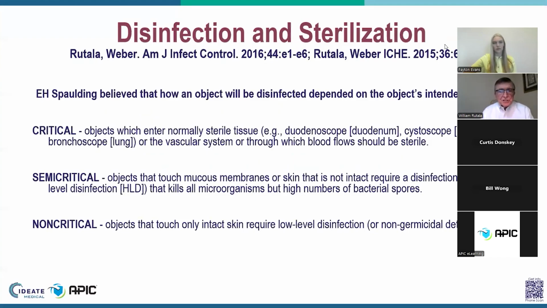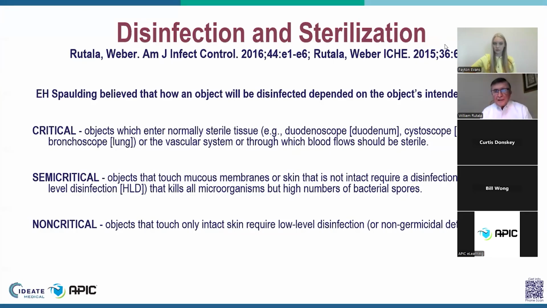In the next slide, essentially, we see the Spalding classification scheme. Of course, it's very, very important. But the one thing that I wanted to mention is essentially we have not been compliant with the Spalding classification scheme for several decades. As you know, what Spalding says is that critical objects are objects that normally contact sterile tissue or the vascular system or through which a sterile body fluid would flow.